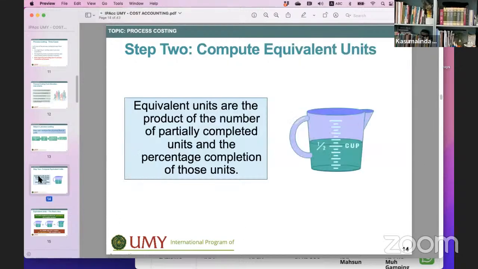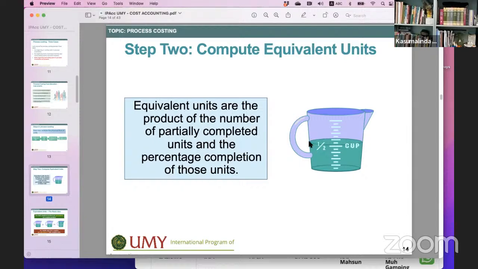Okay, the next part is to compute the equivalent units. What is equivalent unit? In process costing, we don't use physical units as they are. We need to change them to equivalent units. The equivalent units are the product of the number of partially completed units and the percentage completion of those units. Apa maksudnya?